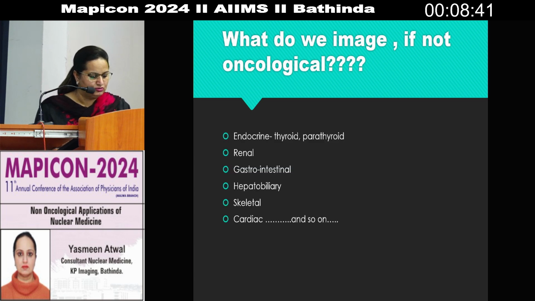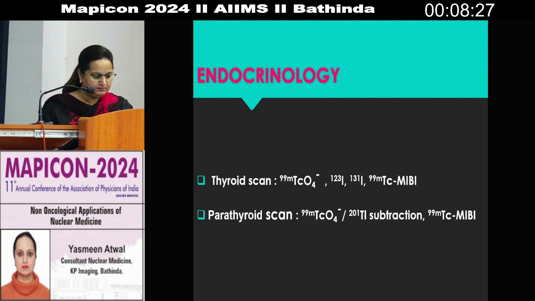We have a lot to do. We do the endocrine, thyroid, parathyroid imaging. We have the renal imaging. We have the gastrointestinal imaging. We have hepatobiliary, skeletal, cardiac, and so on, including lymphoscintigraphy. What in endocrinology do we do? We have the thyroid scans and the parathyroid scans.